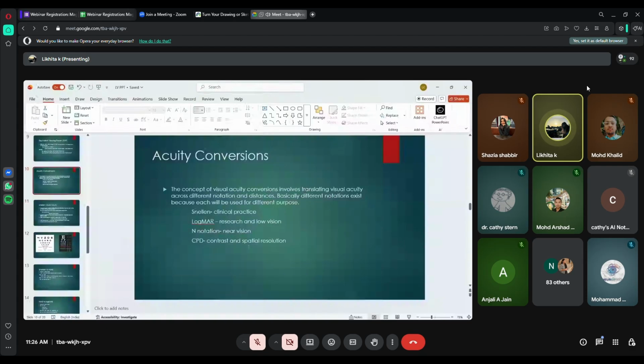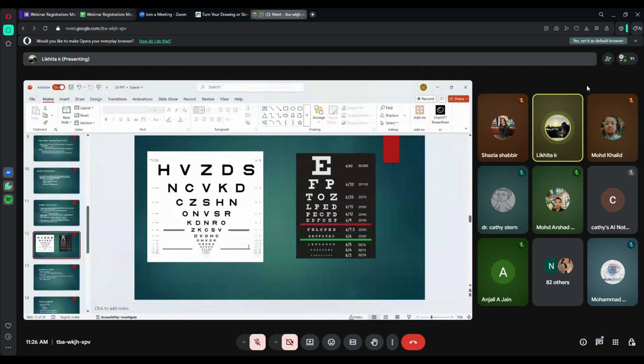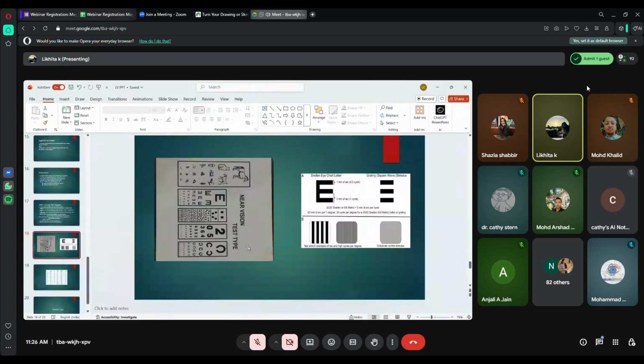And the next notation is called near vision. CPD is contrast and spatial resolution. CPD is nothing but, let me show you a picture. As you can see in the right picture, it's like the Lea chart or the tumbling E or grating C, and these kinds of things we call CPD charts.